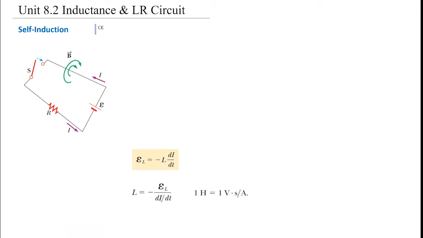Today we are talking about inductance, back EMF, and the LR circuit. Suppose there's a circuit with a resistor, a switch, and a battery. So this is the positive end right there, and that's the negative end. So the current will flow in that direction when the switch is closed.